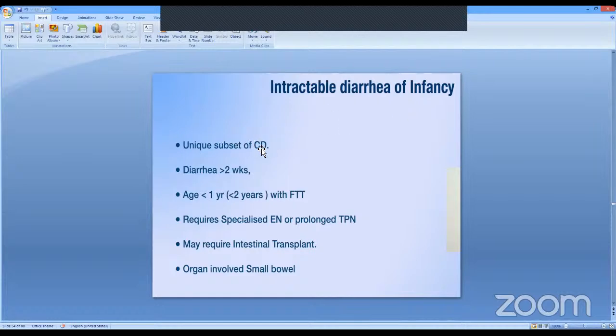And this is a unique subset of chronic diarrhea. More than 2 weeks, age usually less than 1 year, sometimes less than 2 years. And why does this patient die? Because this patient requires specialized enteral nutrition or prolonged TPN, which most of our centers are not able to do, or may require intestinal transplant. This is also not possible. And site of involvement is the small bowel. I am coming in detail regarding these factors.